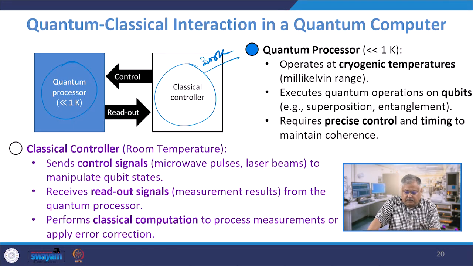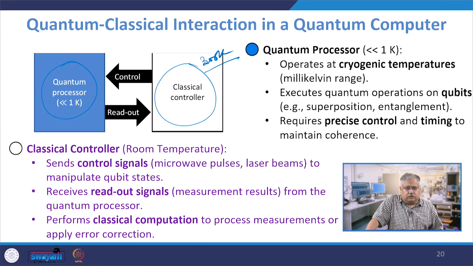Let us look at one by one. The quantum processor works at 1 Kelvin or below. They operate at cryogenic temperatures, in the very low millikelvin range, execute quantum operations on qubits, and require very precise control and timing to maintain coherence. That is the challenge you face: the timing and control have to be so precise that the state itself does not get destroyed while reading it.